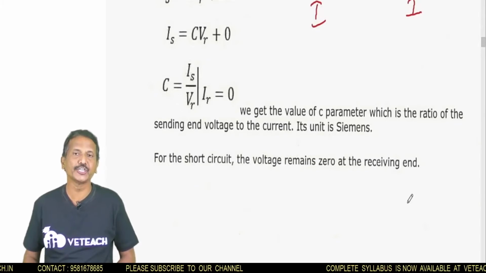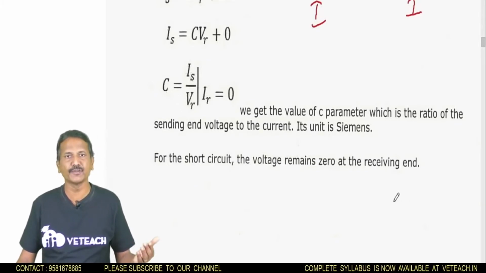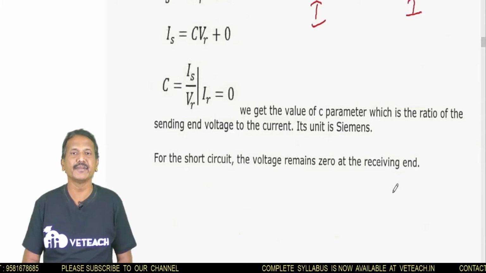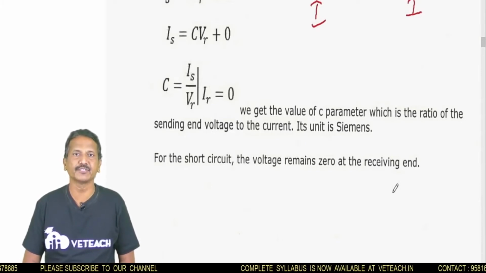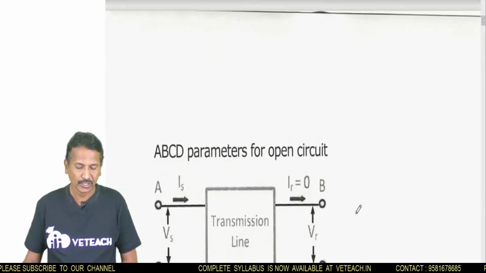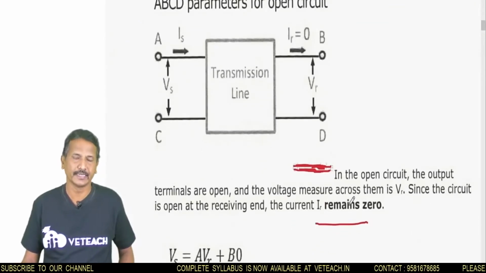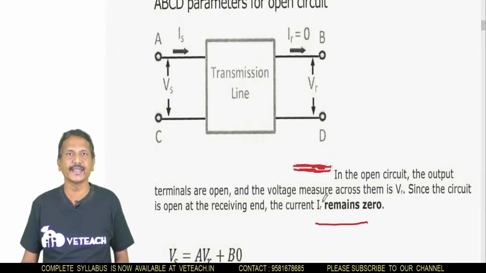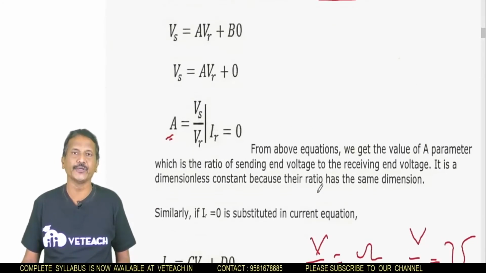First of all, what we did was the open circuit. If it is short circuited, then the remaining sending end quantities we will find, that is in terms of B and D. So this is about a two port network. How many circuits are we mentioning here? Two circuits, that is open circuit as well as closed circuit.